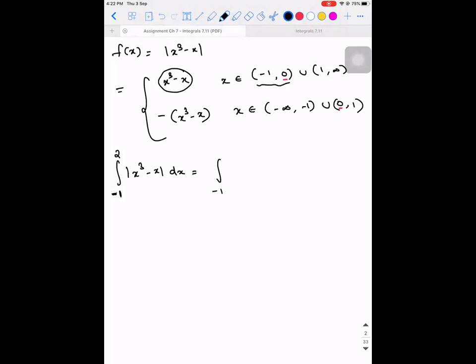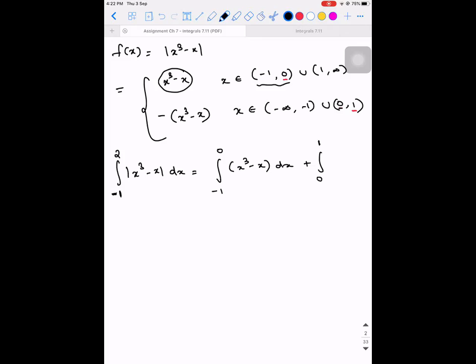So integral of -1 to 0, if I write it like this, then what function should I take? X cube minus x. I hope you understood why it is so. Plus integral of, when I write any value greater than 0, after 0, where is the other breakpoint coming for the function to change? It is coming at 1.